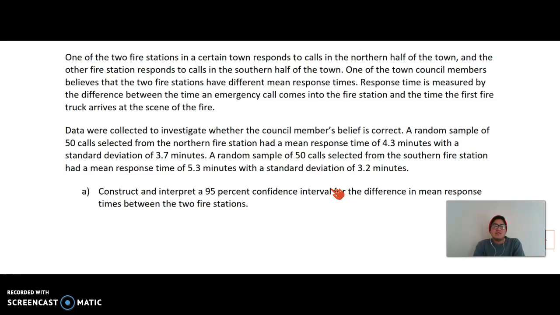Data were collected to investigate whether the council member's belief is correct. A random sample of 50 calls selected from the northern fire station had a mean response of 4.3 and standard deviation of 3.7 minutes, and a separate random sample of 50 calls from the southern fire station had a mean response of 5.3 and a standard deviation of 3.2 minutes. So let's go ahead and construct and interpret a 95% confidence interval for the difference in mean response times between the two fire stations to see, is our council member's belief true that there is a difference?